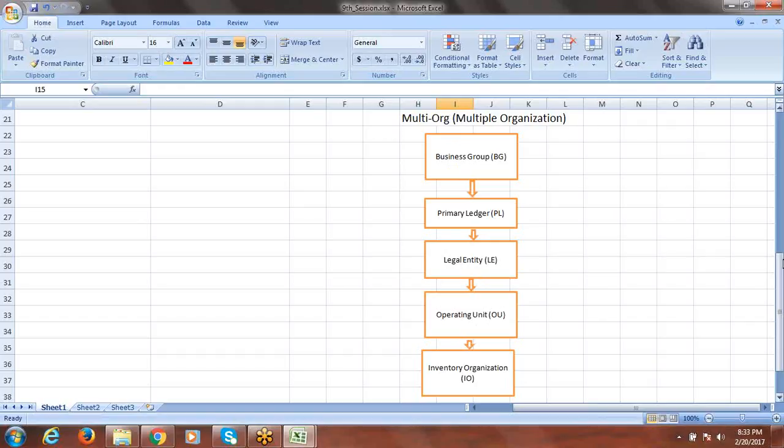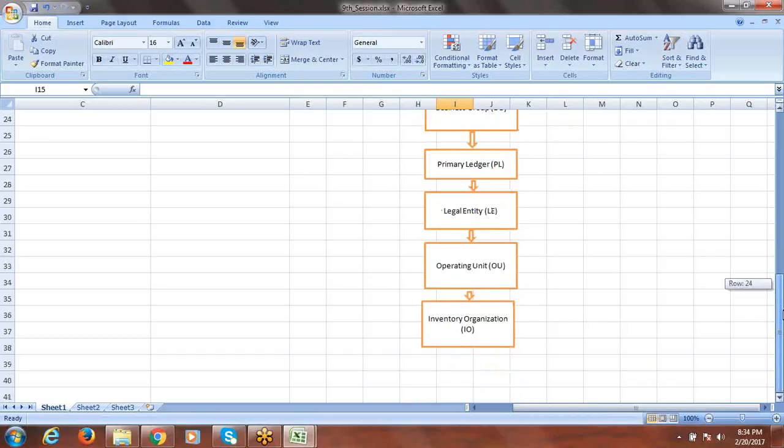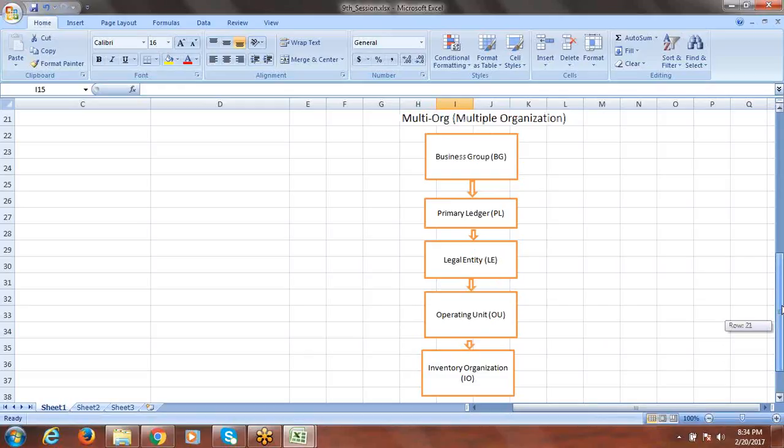What is a multi-org structure in Oracle applications? This is how you can present it. As per multi-org, the entire organization's information is classified and maintained with different organization units. Those are: the business group to maintain the employee information, the primary ledger to manage the accounting transactions, the legal entity to maintain the registration information of the company, the operating unit to record the day-to-day business transactions throughout the entire organization, and the inventory organization to maintain stock related information and record the inventory related transactions. This is how we maintain what we call the multi-org structure. Fine.